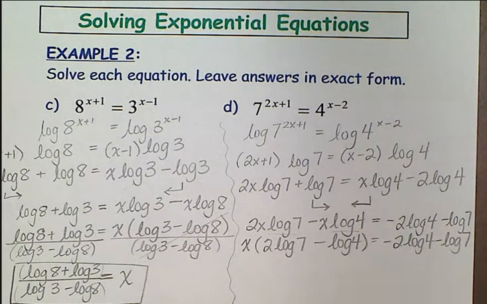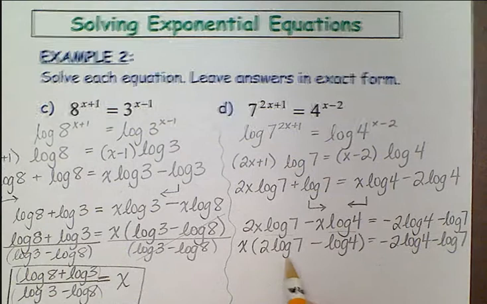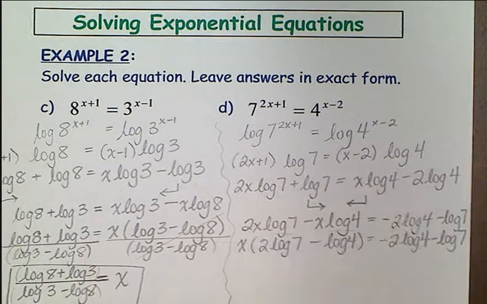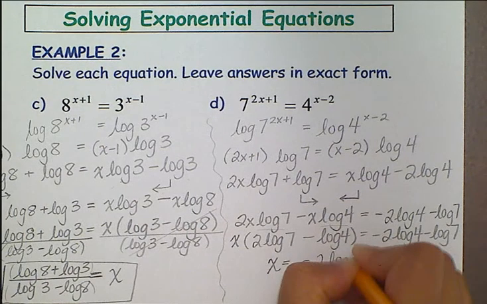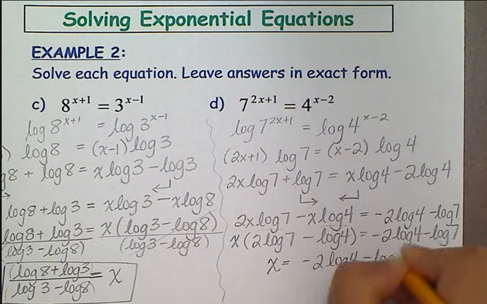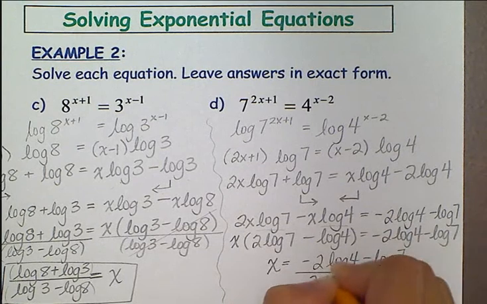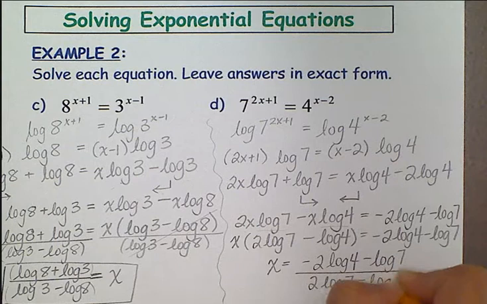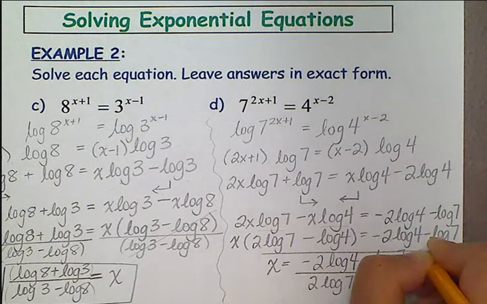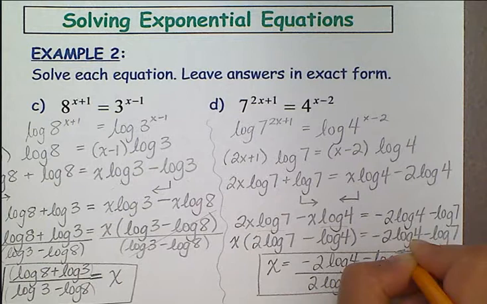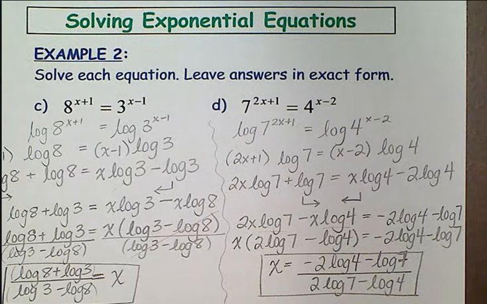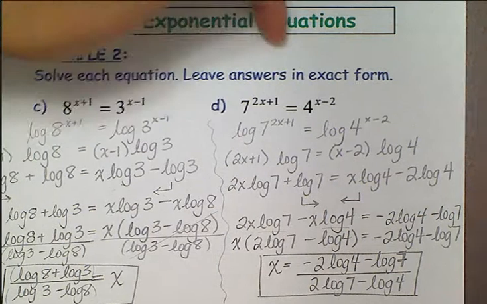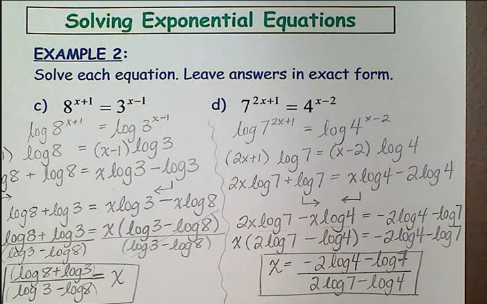And then I can divide both sides by the brackets on the left-hand side to isolate x. And so I'm left with x is equal to negative 2 times the log of 4 minus the log of 7 divided by 2 times the log of 7 minus the log of 4. Okay, and there you have it. That's the exact value. Now you can find the approximate value by using your calculator, but in this case, because the question asks us for an exact form, we'll leave it at that step. Okay? And there you go.